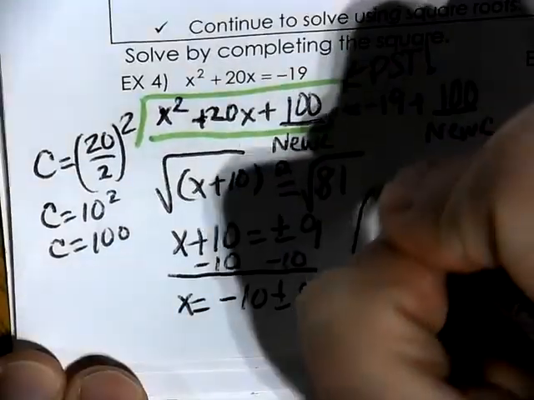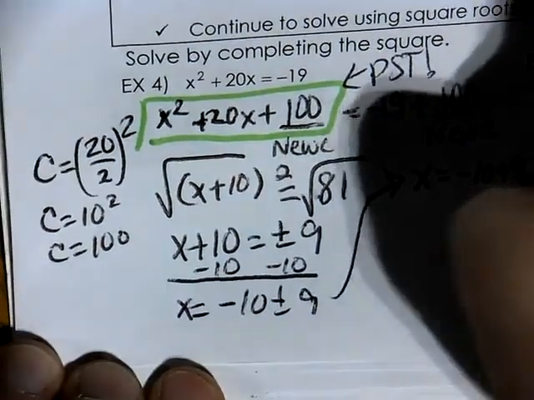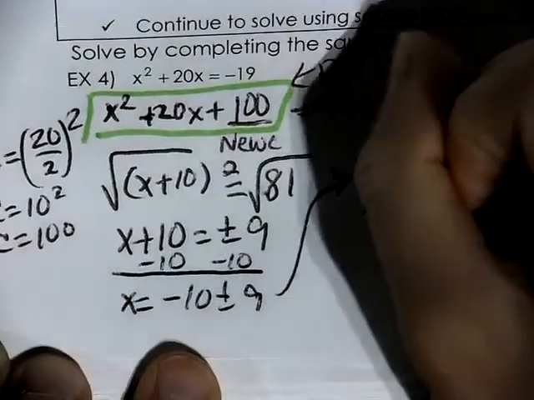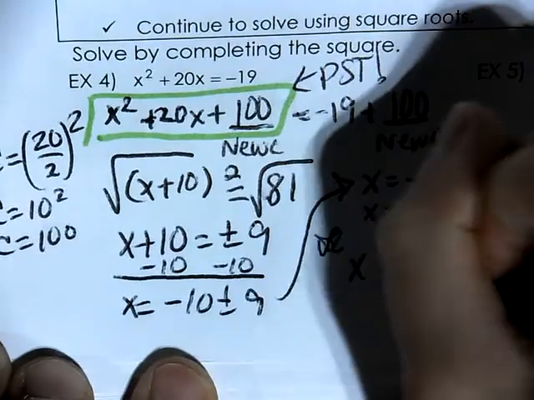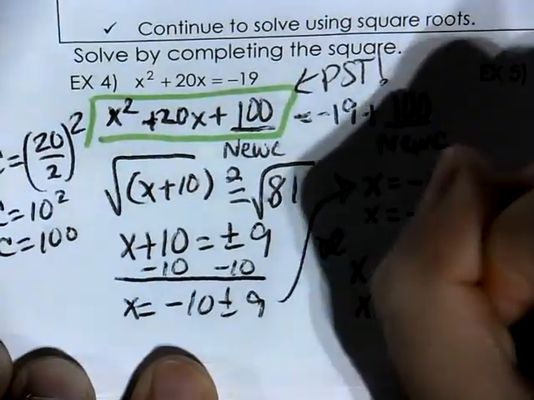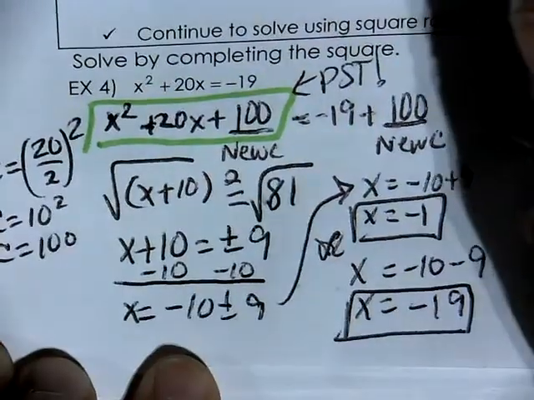So we separate this into two separate equations. This is x is equal to negative 10 plus 9, which is going to be equal to negative 1. Or we have x is equal to negative 10 minus 9, in which x is going to be equal to negative 19. So our two solutions are negative 1 and negative 19.